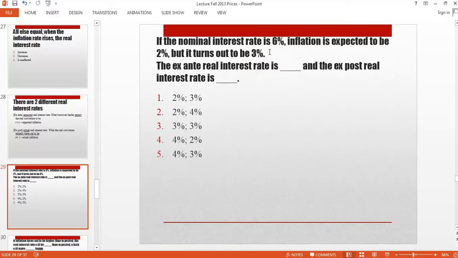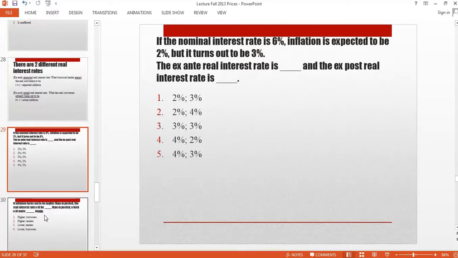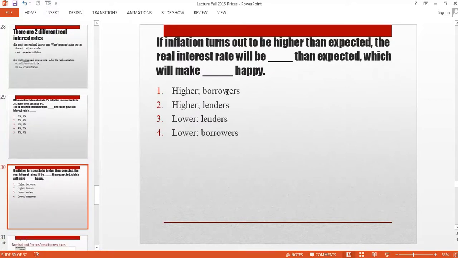Likewise, from the point of view of the borrower, the fact that they're able to repay the loan with dollars that are worth less than they thought they were going to be is a good thing. And so we see that the ex post real interest rate is going to be 6% minus 3%, which gets us to 3%. So the fact that the inflation rate is 1% higher than expected means that the effective real interest rate is about 1% lower than expected. This one I'm going to let you puzzle out on your own rather than going through the mechanics.